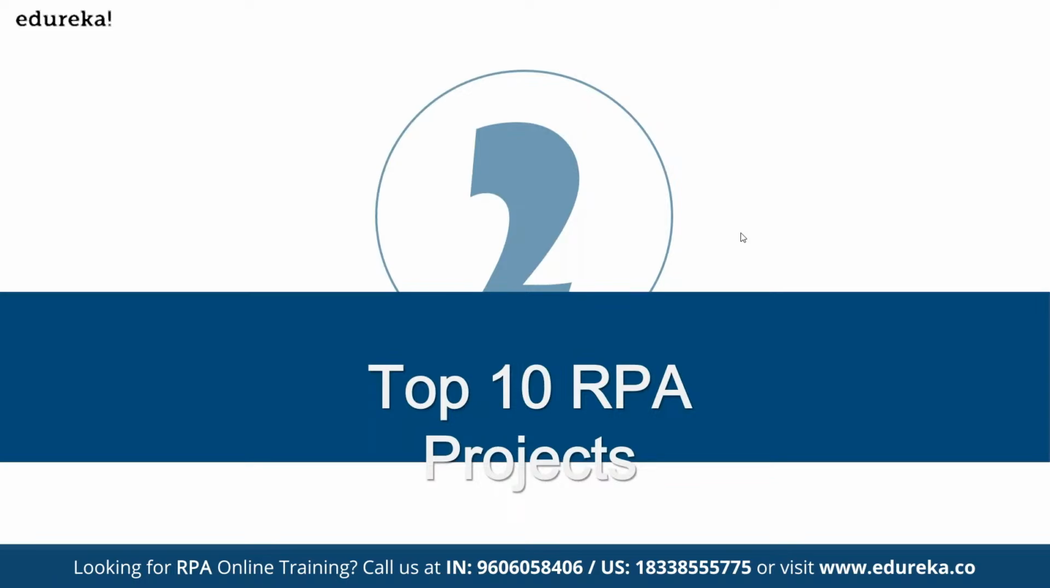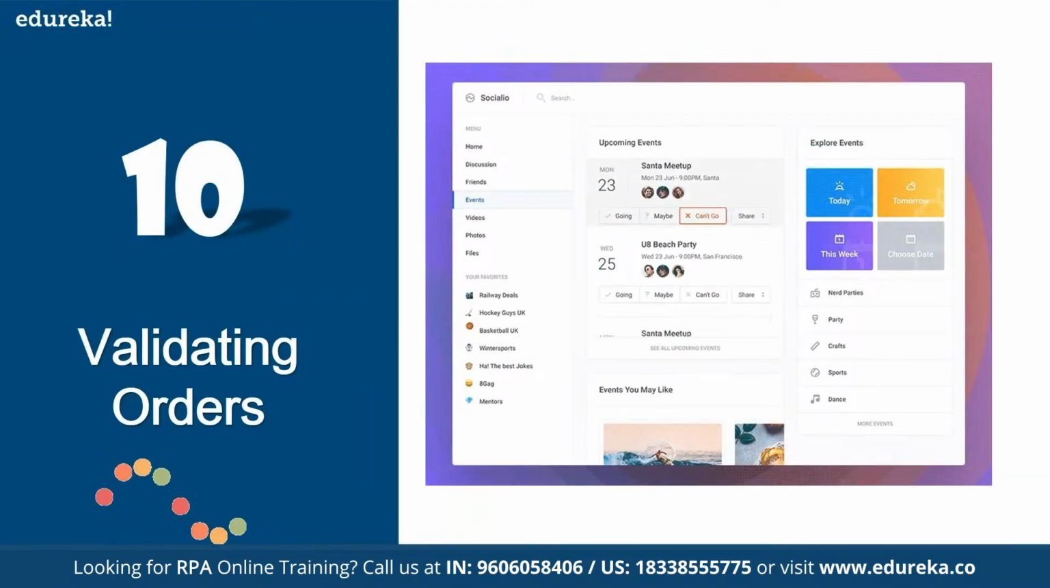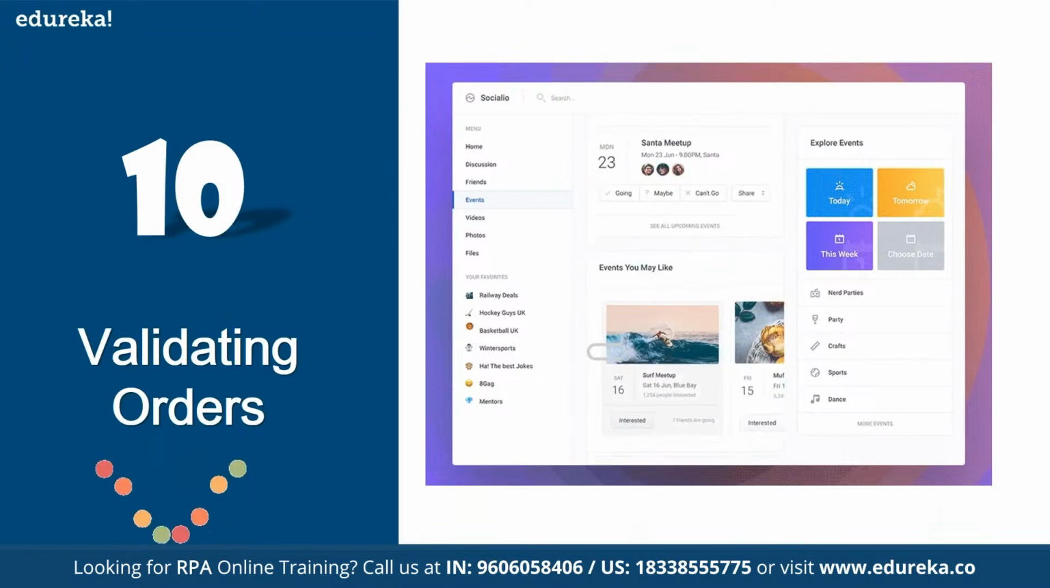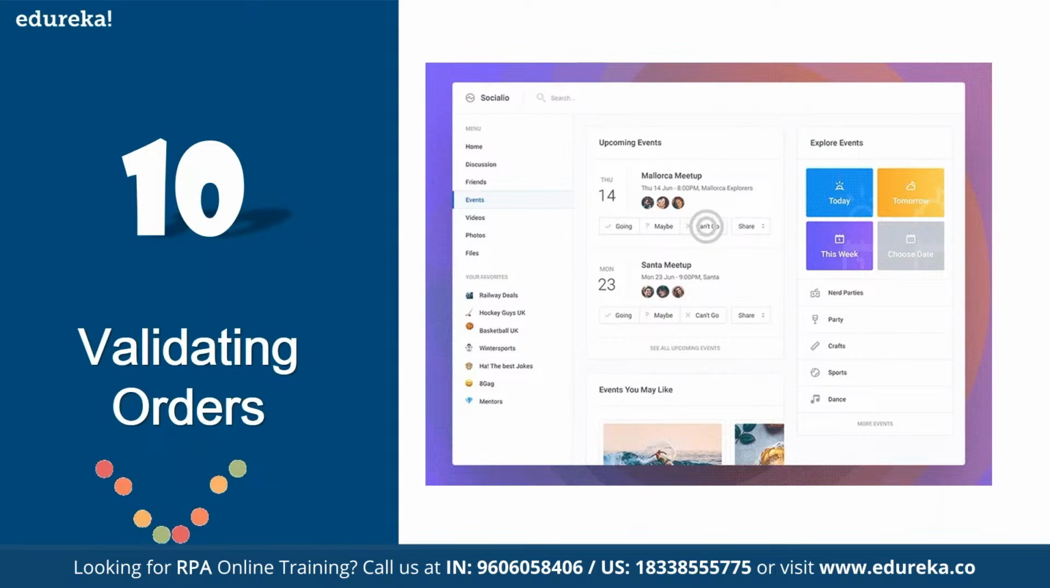So we have many projects that are implemented, but we have just picked the top 10 RPA projects that are being implemented across industries. The first one: validating orders. If you are an e-commerce company, what can you do with the orders that are being placed by the customers?